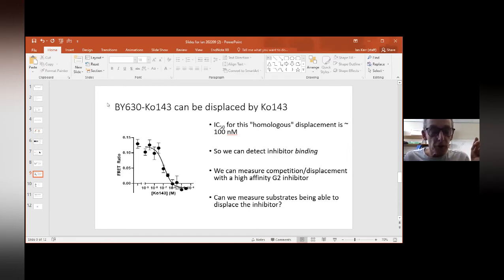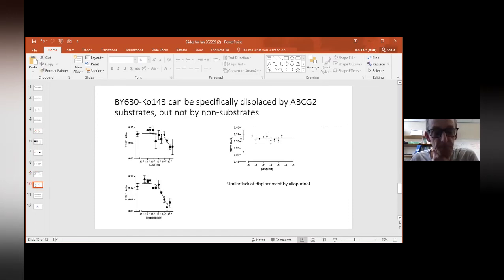So we can use this fluorescent KO143 and this TR-FRET assay to measure specific binding, and we can measure competition as well with a high affinity G2 inhibitor. We can also start to measure substrate interaction with the transporter by looking at substrate's ability to displace the BODIPY KO143. We've looked at 3 substrates.